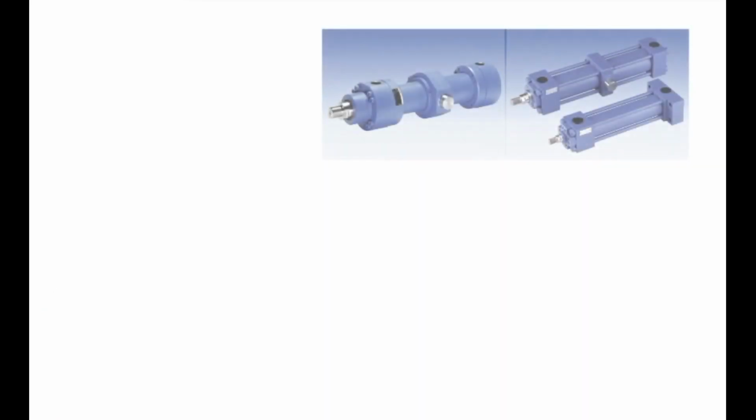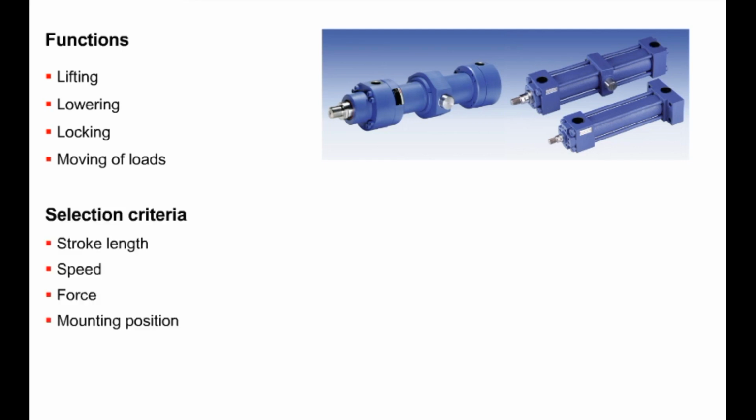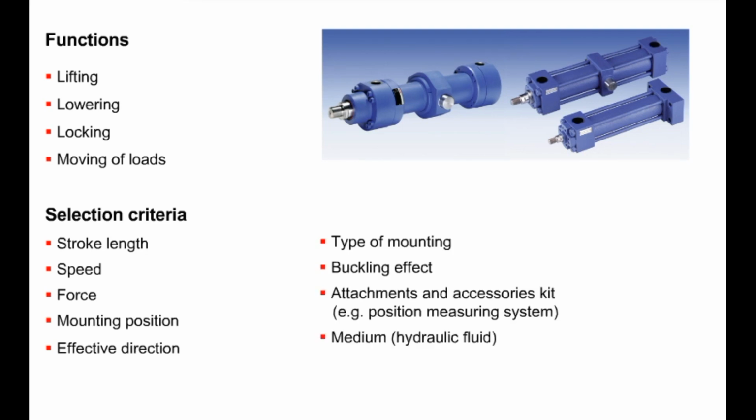The design of hydraulic cylinders depends to a large extent on the various applications. Common functions of hydraulic cylinders are lifting, lowering, locking, and moving of loads. The most important criteria when selecting a cylinder are stroke length, speed, force, mounting position, effective direction, type of mounting, buckling effect, attachments and accessories kit, for example position measuring system, and medium, hydraulic fluid.